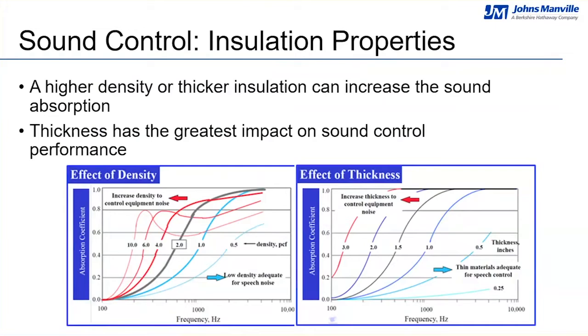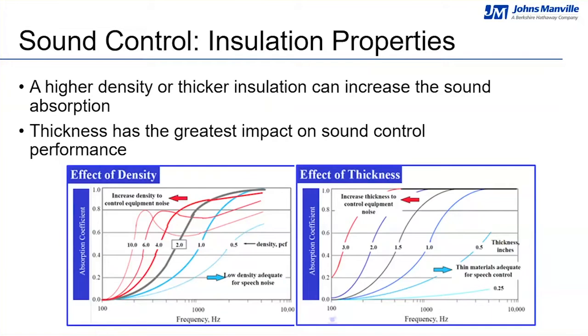A higher density or thicker insulation can increase the sound absorption, especially across lower frequencies. The chart on the left shows how increasing the density of a fiberglass product can improve the sound absorption. The curves shown are for material at a certain density in pounds per cubic foot. As the density of the product increases in the curves from right to left, you can see that the NRC increases at certain frequencies. The chart on the right shows the same thing, but with a change in the thickness.